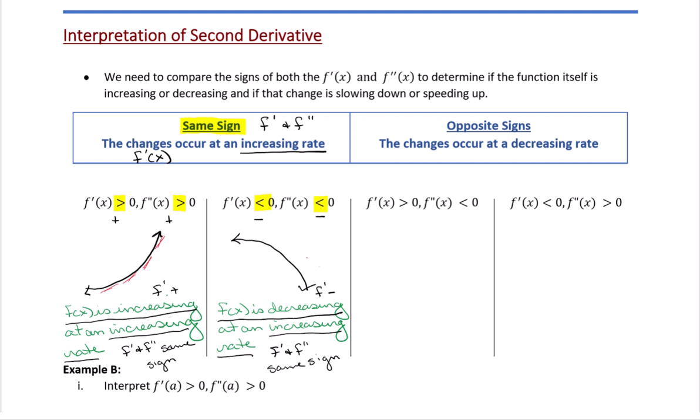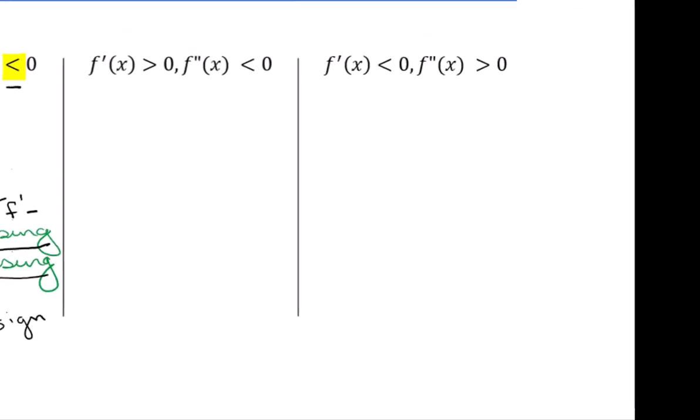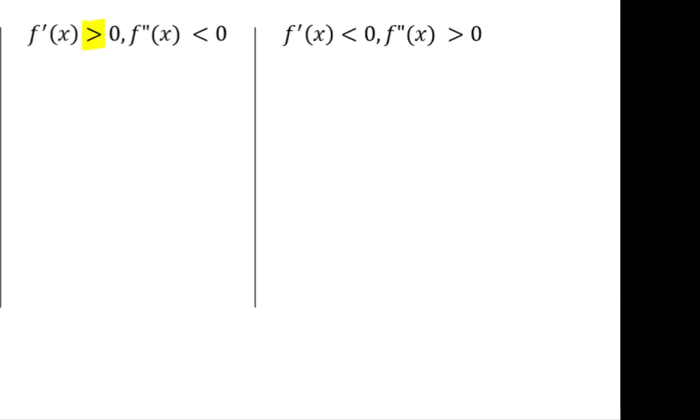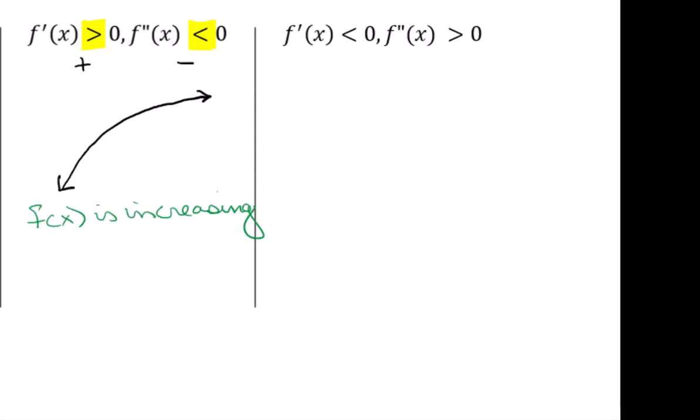Now let's look at what happens when your first and second derivative have opposite signs. That means that the changes will occur at a decreasing rate. So suppose that your first derivative is positive, greater than 0, but your second derivative is negative or less than 0. Since f prime is positive, that means it's increasing, but as it increases, that increase starts to slow down. So we can say that f of x is increasing at a decreasing rate.